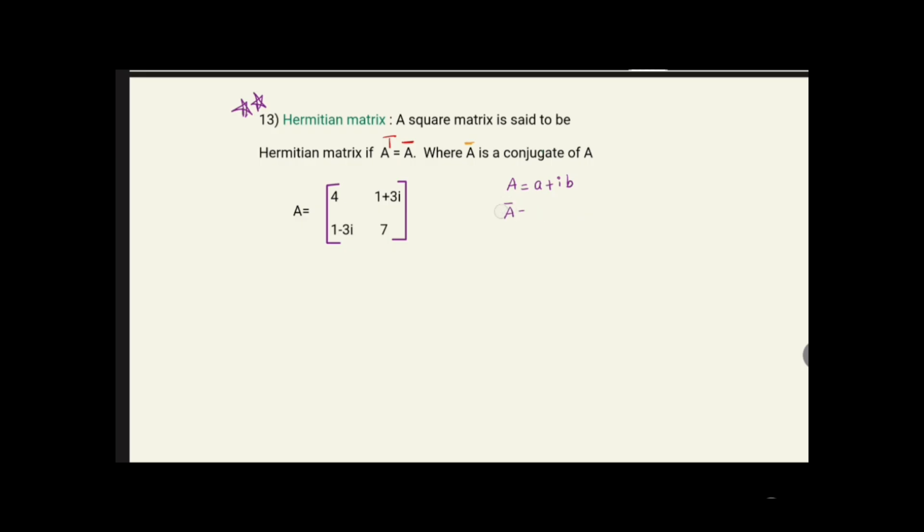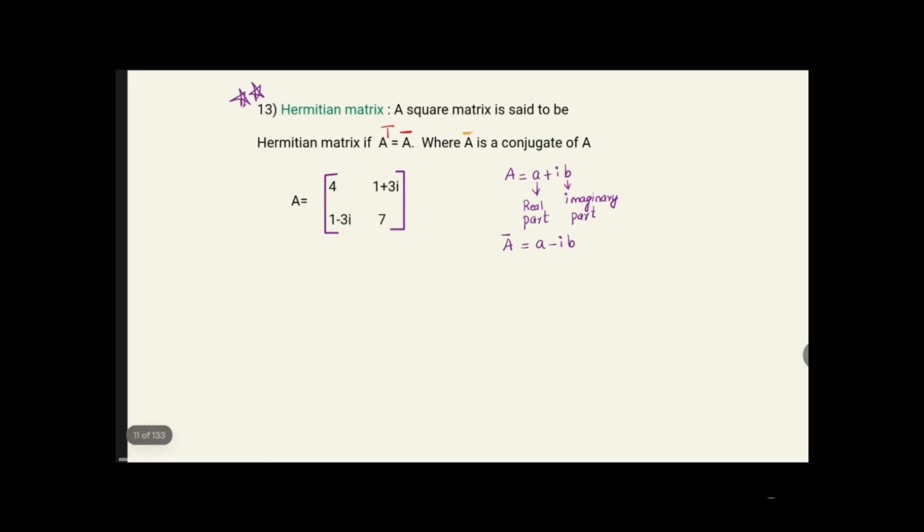Wait students. Okay, this small a is called the real part and this small b is called the imaginary part. Now how will you write A bar, which is called the conjugate of A? Simply change the sign of the imaginary part. a plus ib becomes a minus ib, that is called the conjugate here. Okay, now is that clear students? Simply change the sign of the imaginary part, then it becomes A bar.